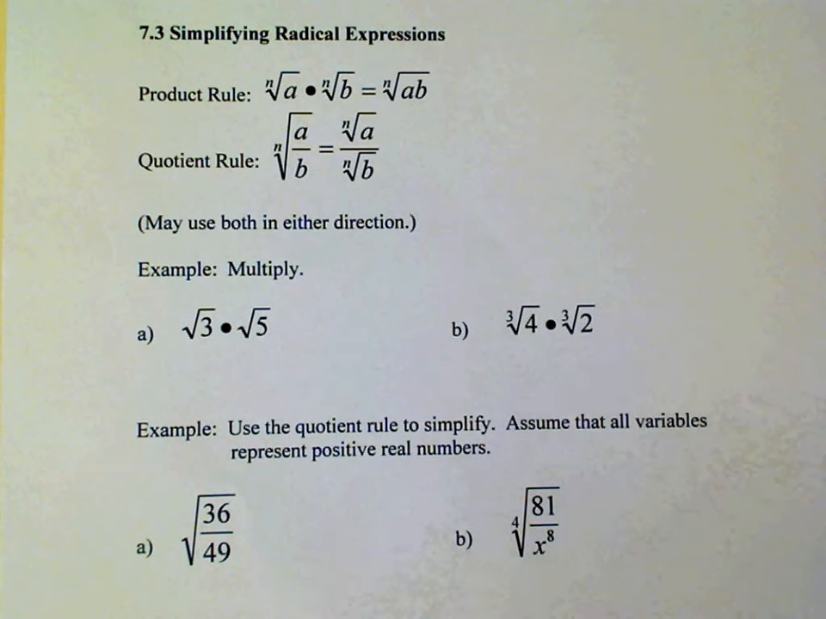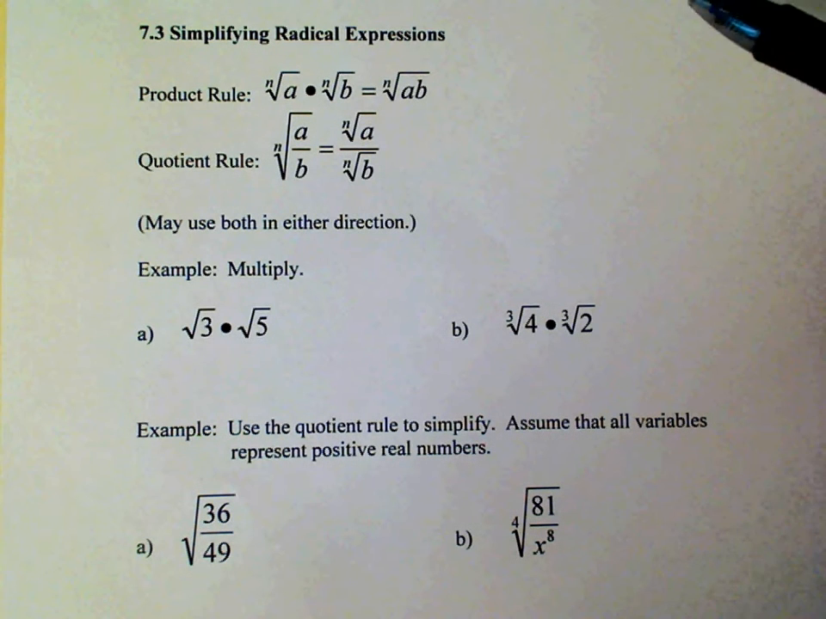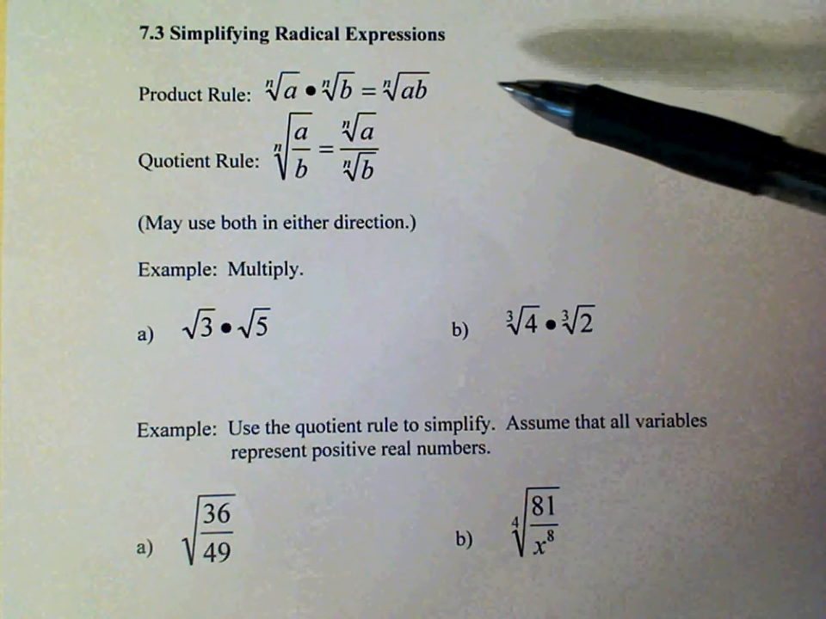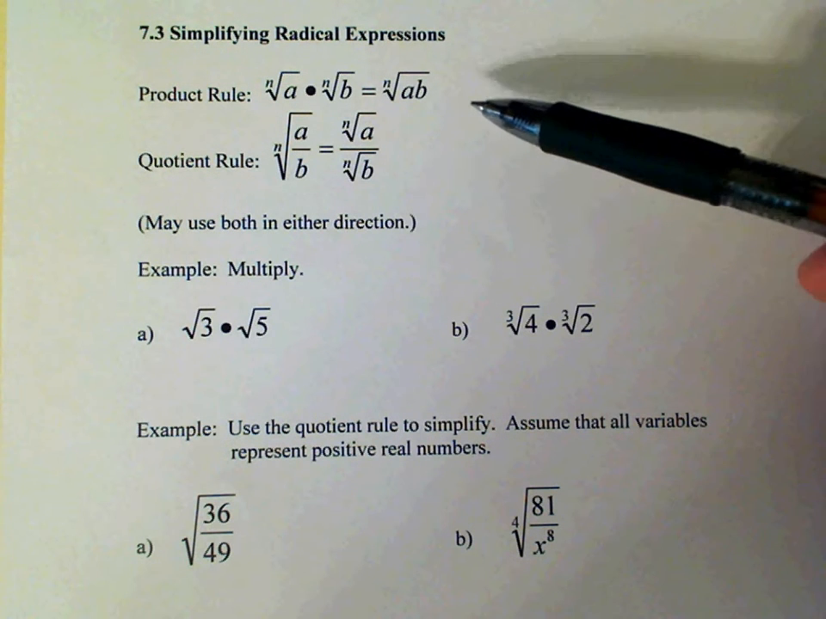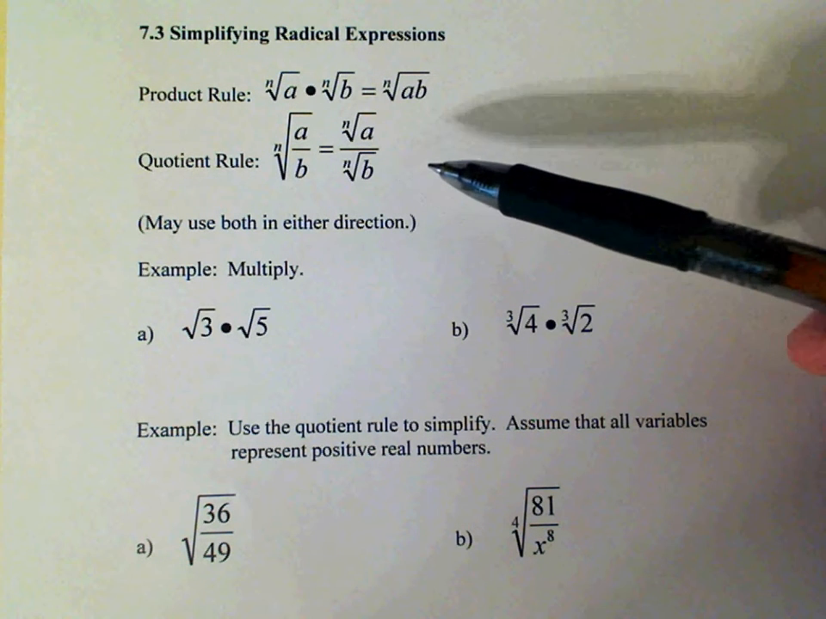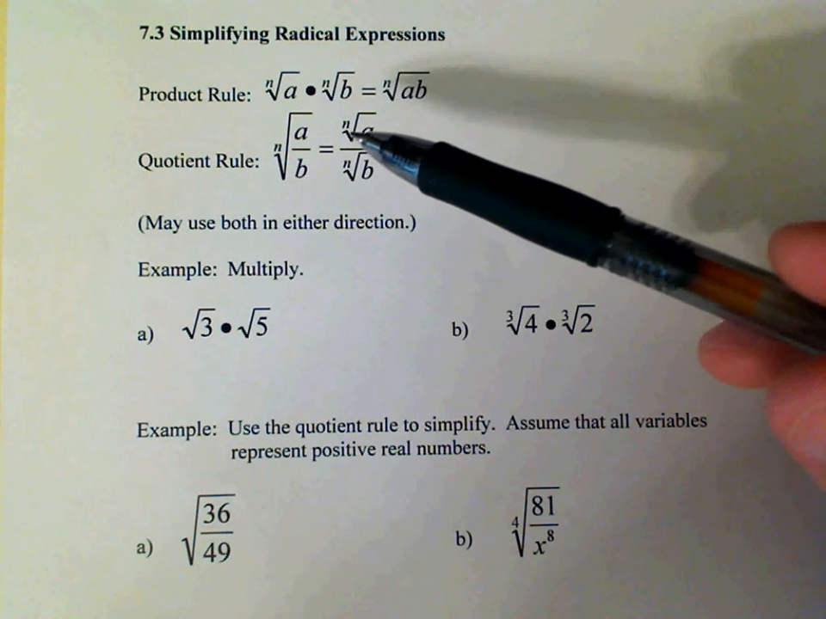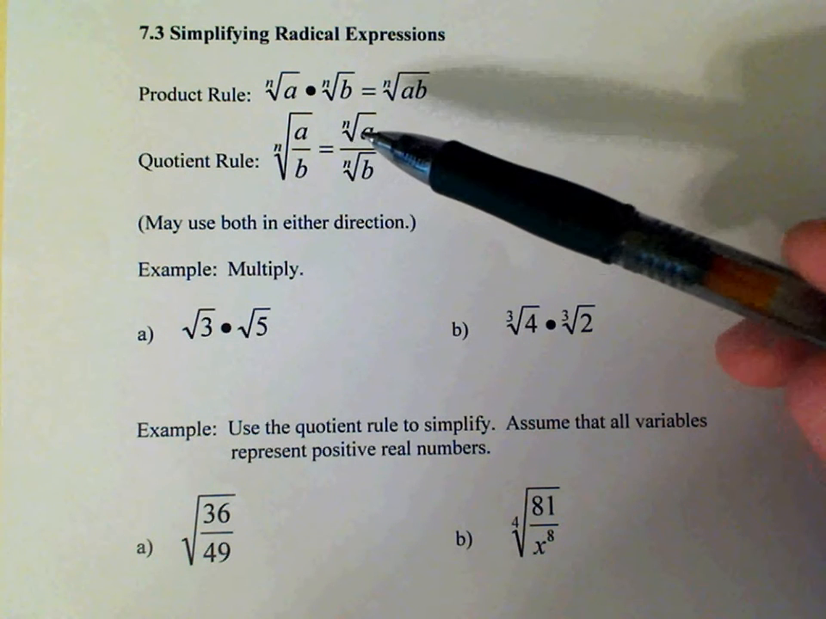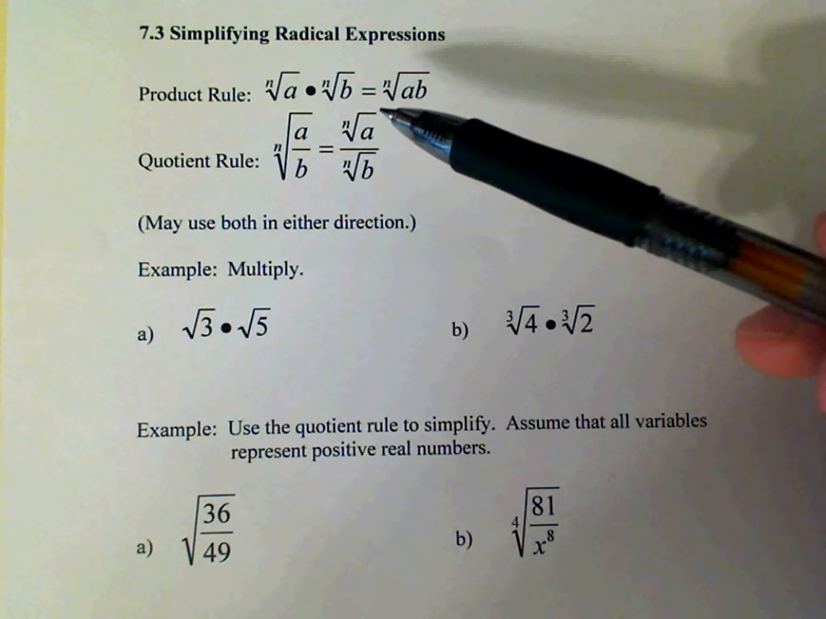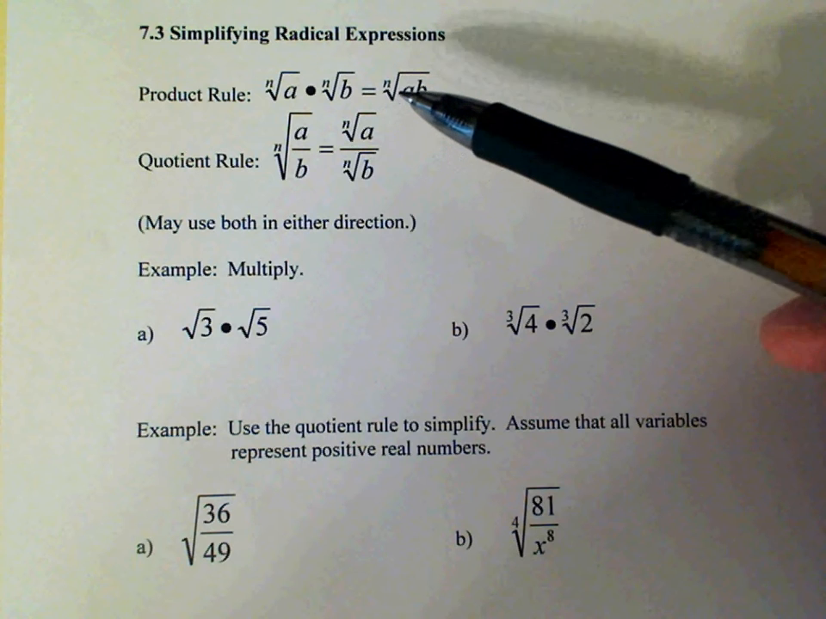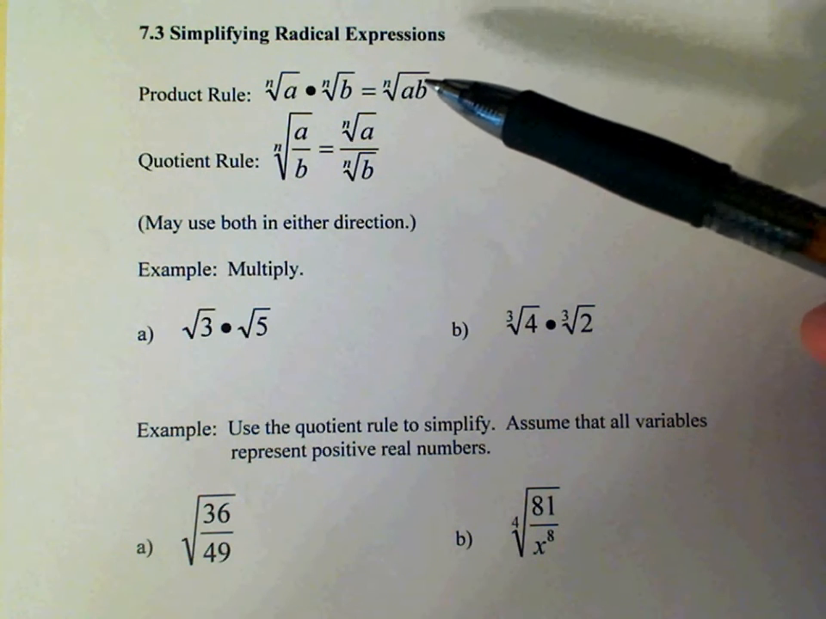Simplifying radical expressions. There's two main properties we're going to use to do this. One's called the product rule. Product means to multiply, and the quotient rule, which means to divide. Now what these really mean is if you have multiplication and or division, you can always combine multiplication or division. You can also separate multiplication and division. We're going to do both.